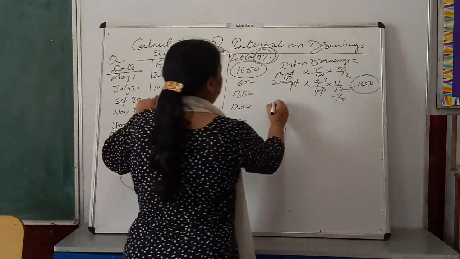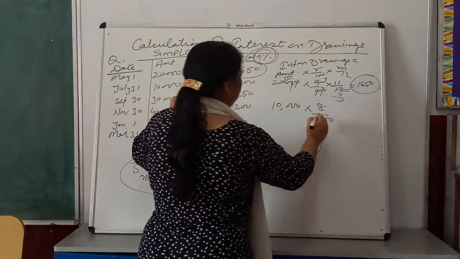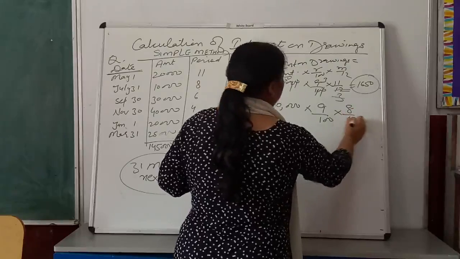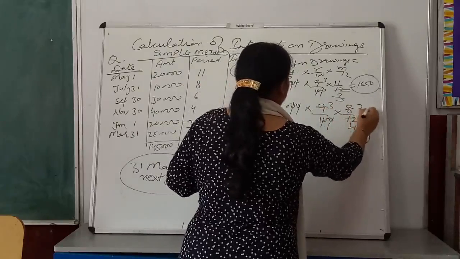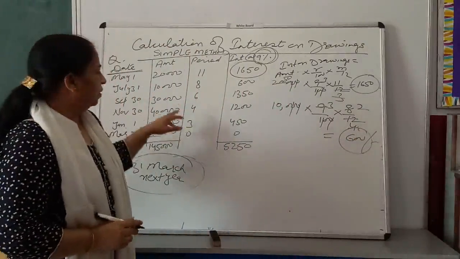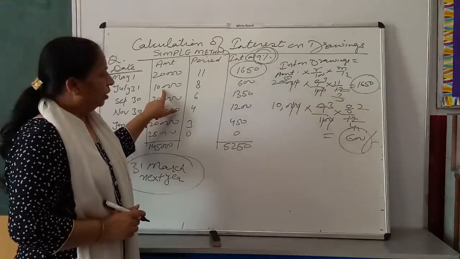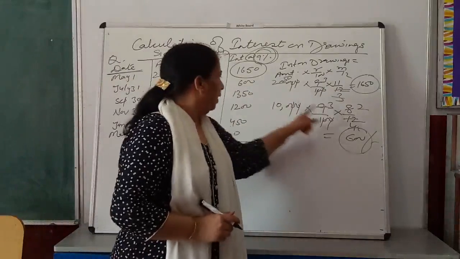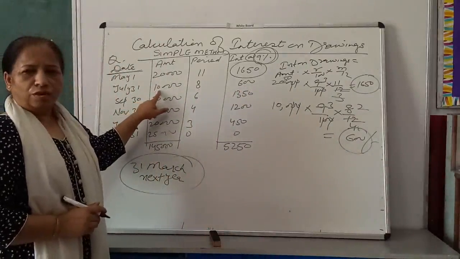And how will you calculate it? 10,000 into 8 upon 100, 9 upon 100. Rate of interest is 9 into 8 by 12 for 8 months. How will you calculate interest? Interest will be 600. Interest on drawings will be 600 by applying the simple method. Amount of drawing is 10,000, rate is 9%, months are 8. So your answer will be 600 when the amount is 10,000.